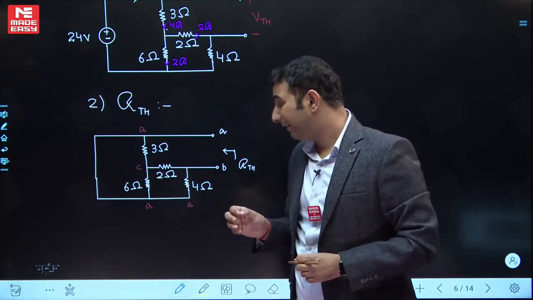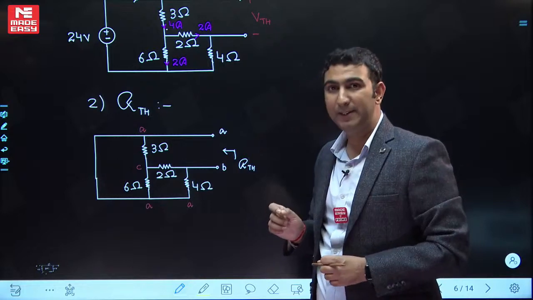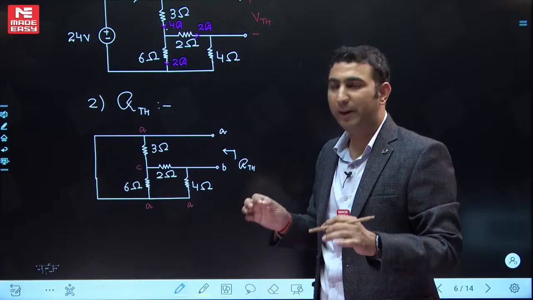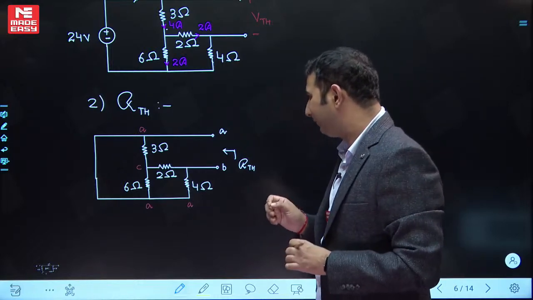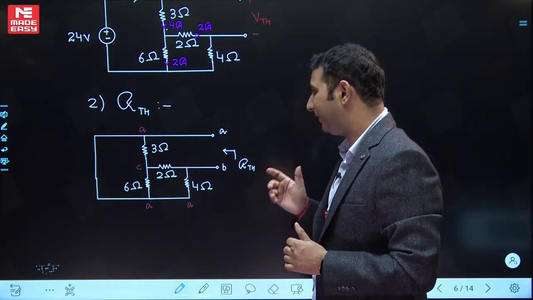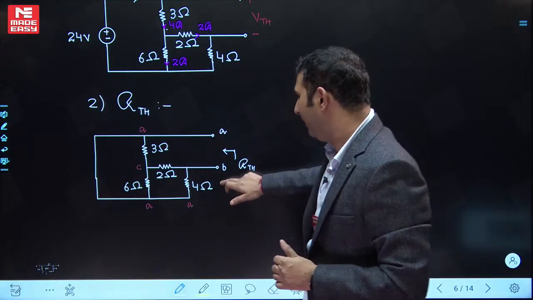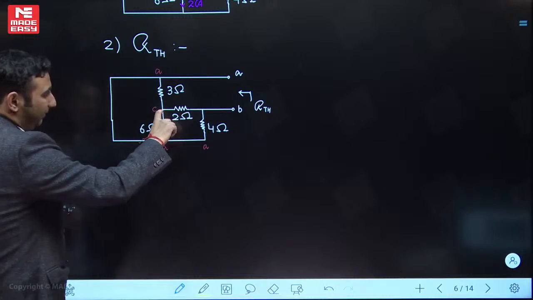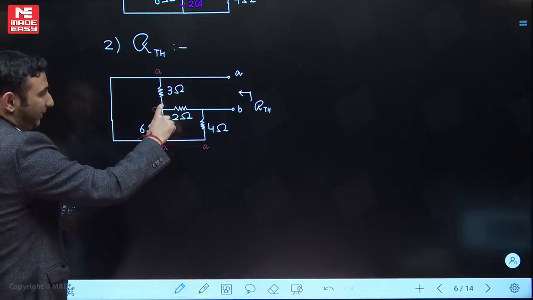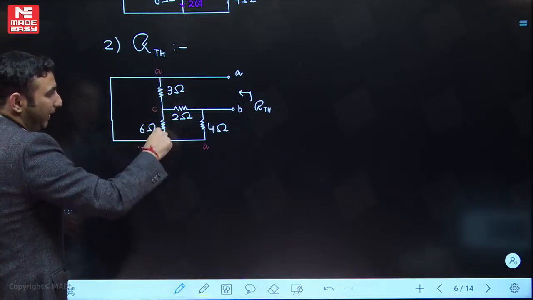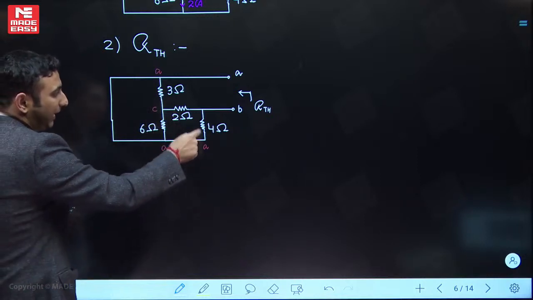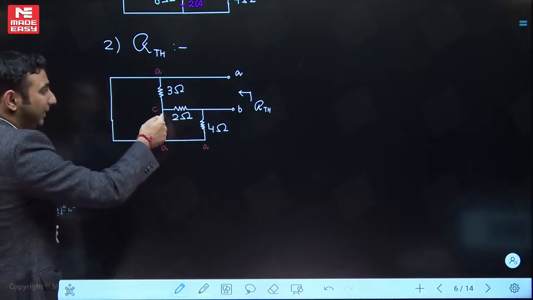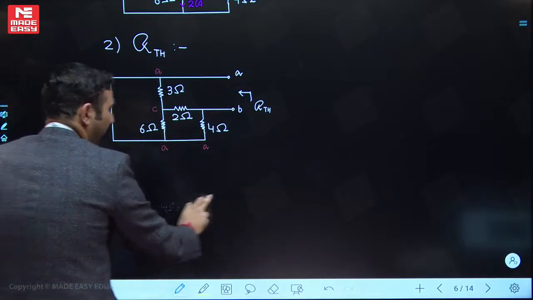I want the equivalent resistance between the points A and B. So I told you, first draw those 2 points, that is, between A and B, because between those 2 terminals we want to find RTH. If you see, 6 ohm is between A and C, 3 ohm is between A and C. These two will be in parallel, and then between A and B I'll be having 4 ohm, and then between B and C I'll be having 2 ohms. Let me draw the circuit over here, it will be easy.